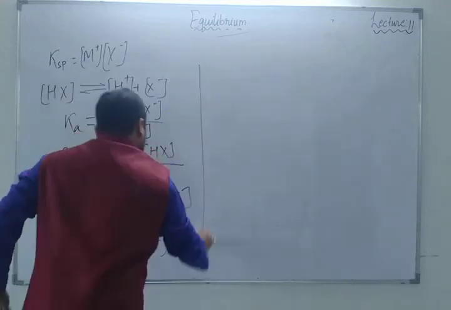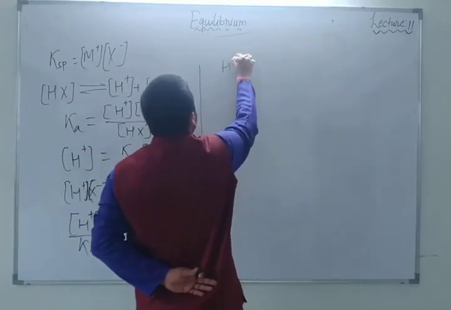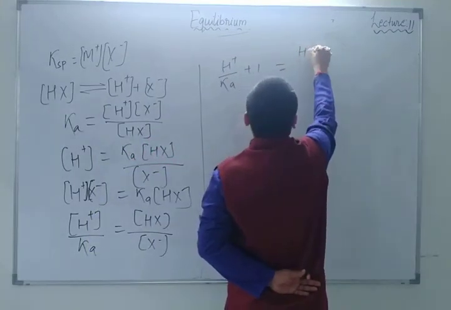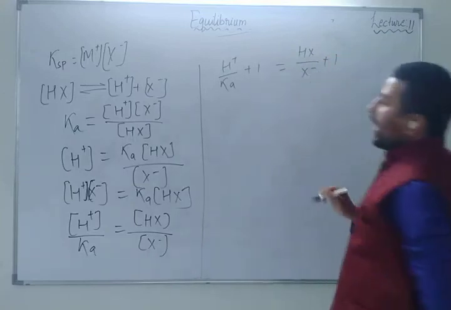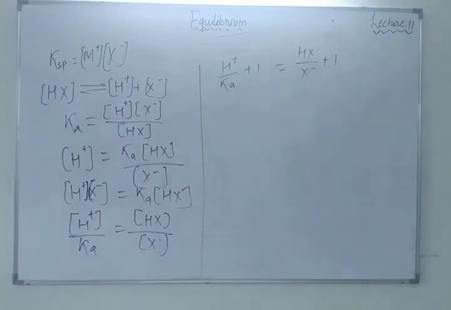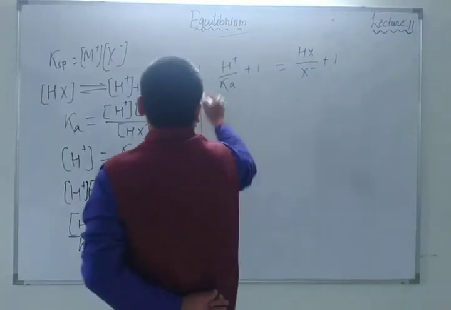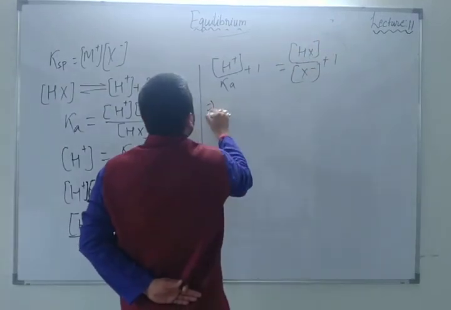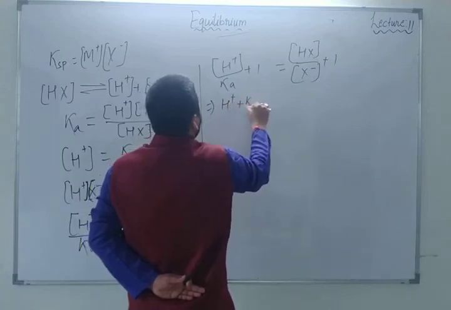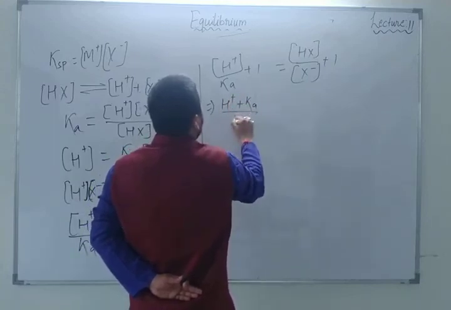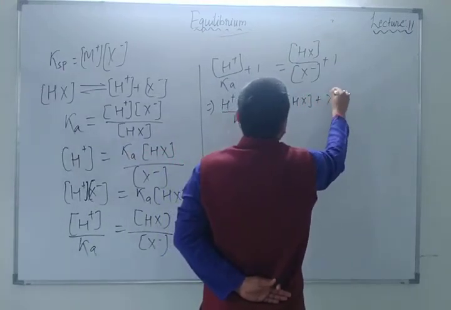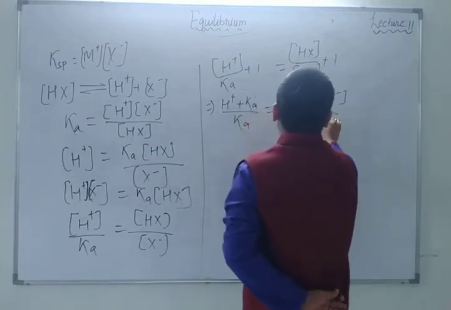And on both the sides, as you have taken here, h plus upon Ka plus 1 is equal to hx upon x minus plus 1. Can you write this? Yes? Easily we can write. Don't forget to give the brackets. So what will be the value here? H plus Ka upon Ka is equal to hx plus x minus upon x minus. Is it right?